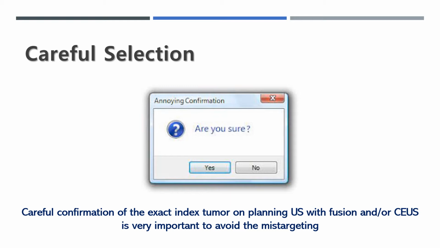As the worst scenario, we can experience the unexpected mistargeting if any adjacent cirrhosis-related nodule adjacent to the index tumor is more conspicuous compared to the index tumor. So, careful confirmation of the exact index tumor on planning ultrasound with fusion and/or contrast-enhanced ultrasound is very important to avoid the mistargeting.